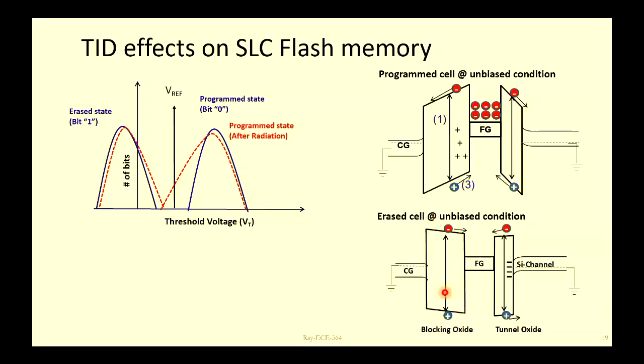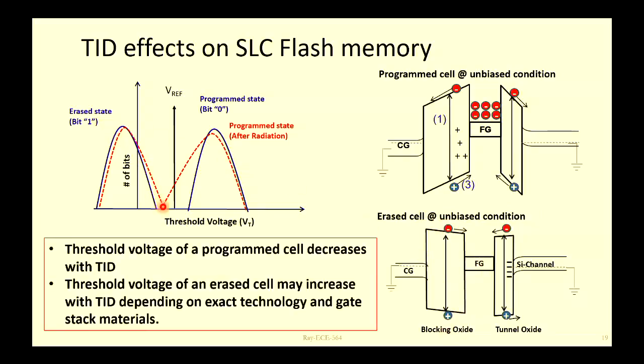So this is the erase cell radiation effect. Electrons will move towards the floating gate as if it is programming the cell. As a result, you will see a little bit of upshift in the erase threshold voltage. Make sense? Questions, anything so far?